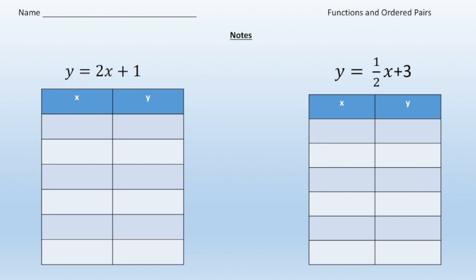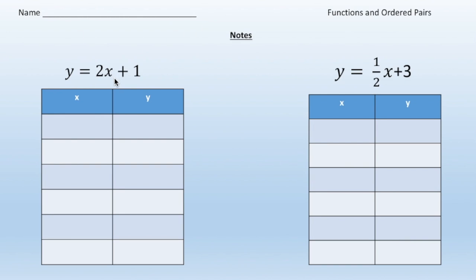This is a video about deriving ordered pairs of functions. Okay, so the first couple pages of the notes you're going to work with me, so please stay with me, and then you'll have a couple problems to try on your own, and then at the end you can see how you did. All right, so our first function we have is y equals 2x plus 1.